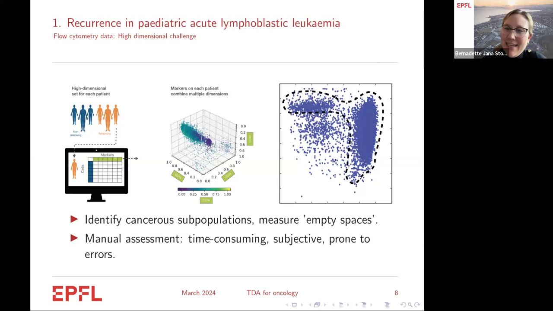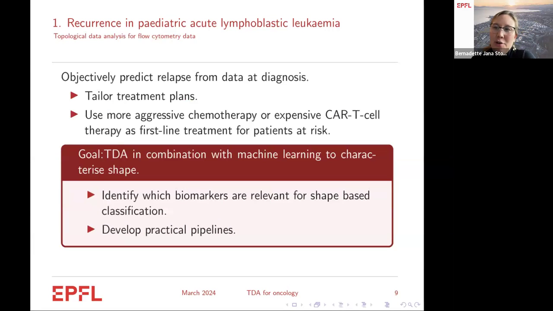And with a TDA hat on, if you hear about these empty spaces, then it appears like a natural application of TDA in particular, because then you don't have to look at these 2D projections, but you can take the full high-dimensional point cloud into account. So the goal here in this project was to take data which is taken at diagnosis and then objectively predict the risk of relapse from this data.